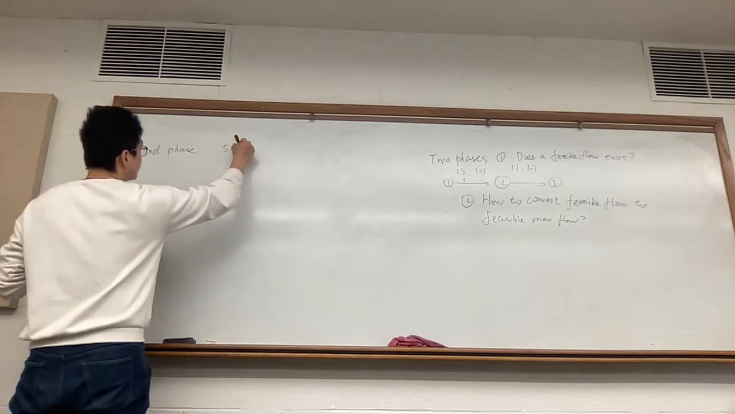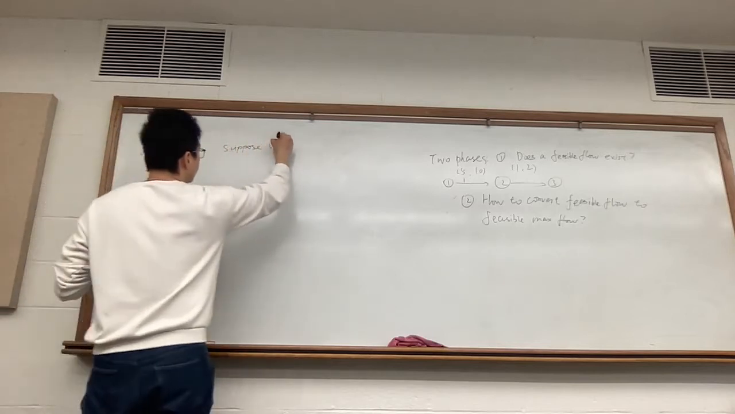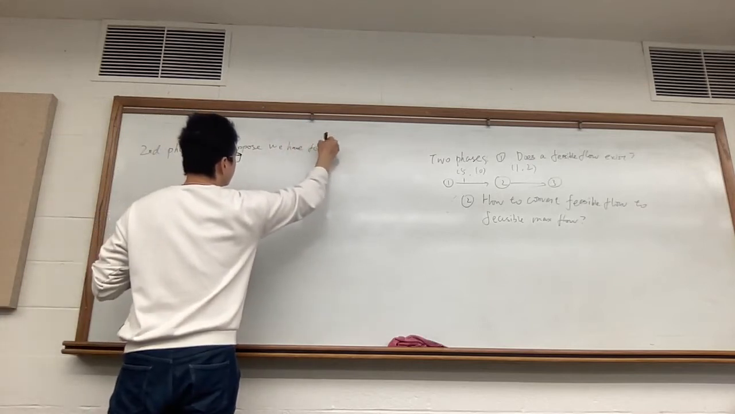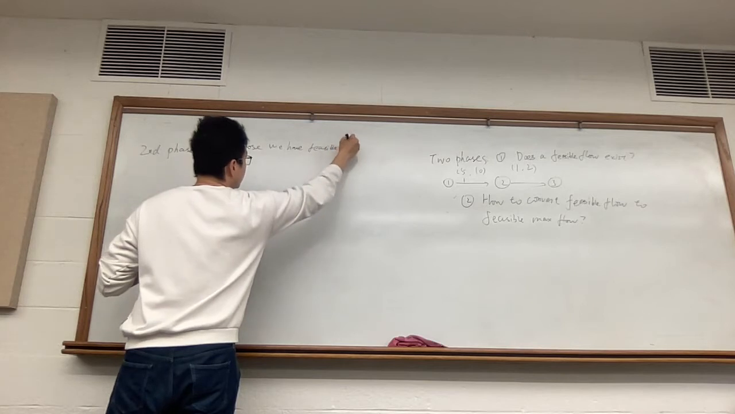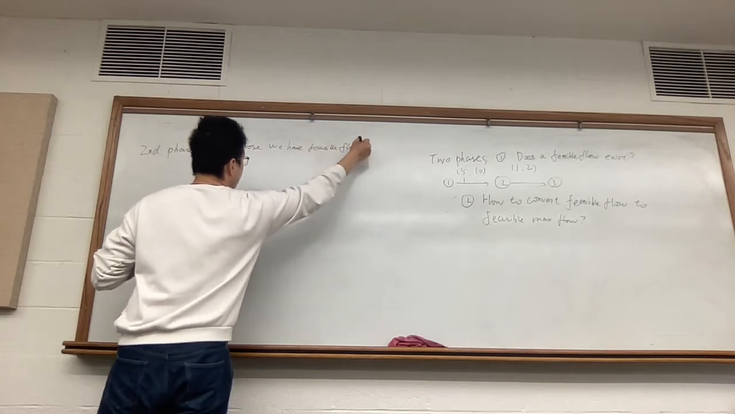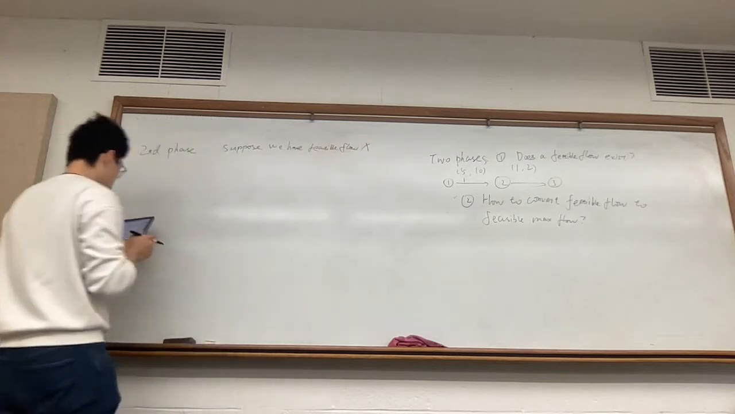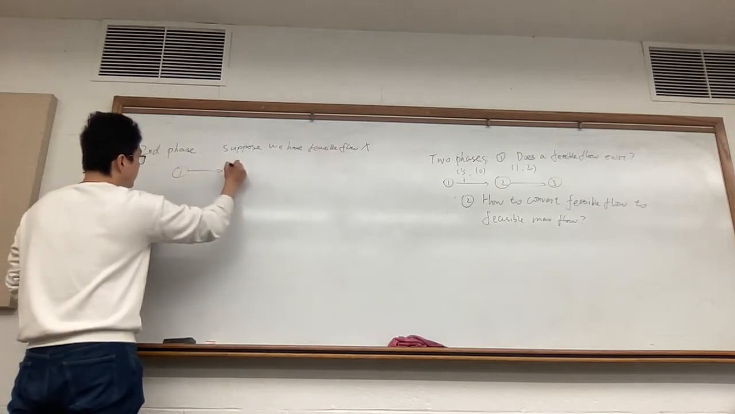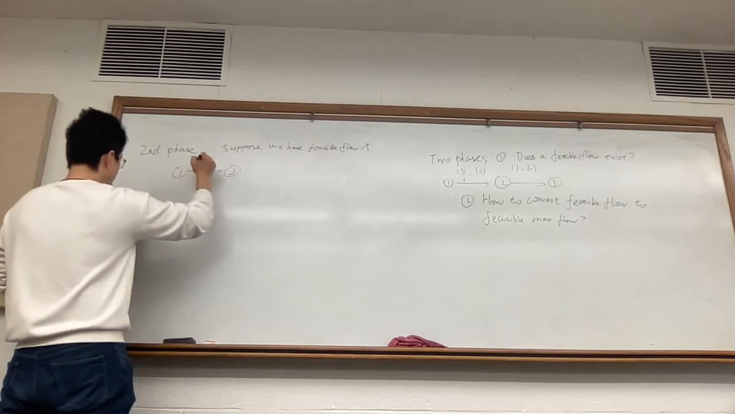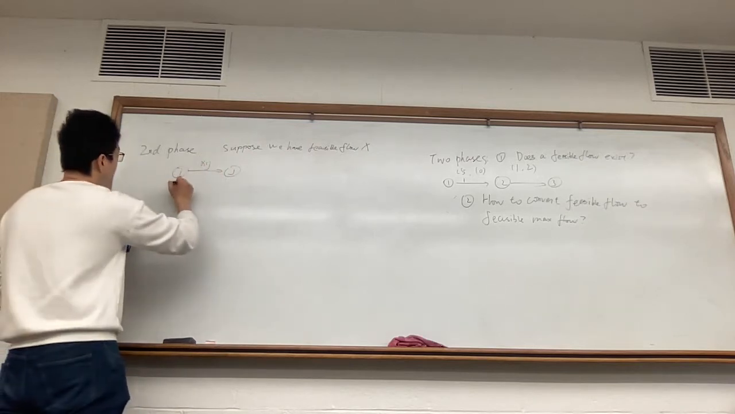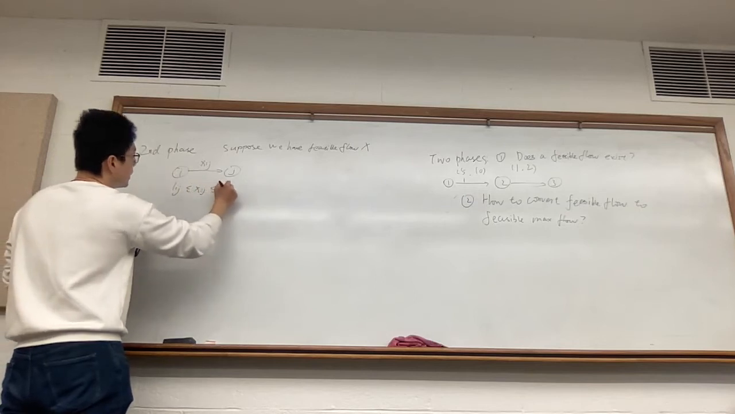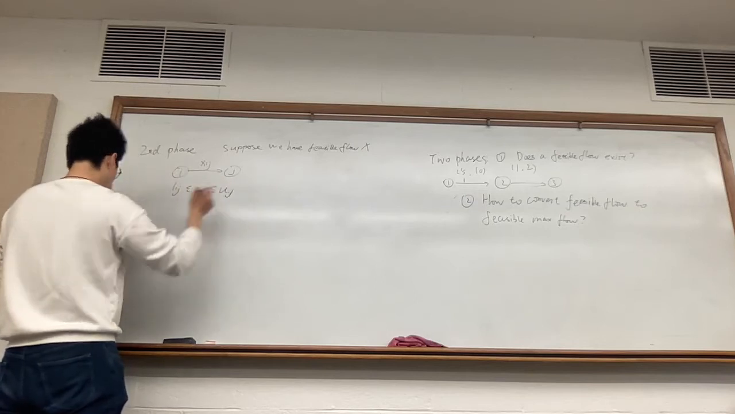Suppose we have a feasible flow X in the network. So that's to say we have an arc from node I to J, and the flow is Xij such that Lij is less than or equal to Xij, which is less than or equal to Uij. Okay.